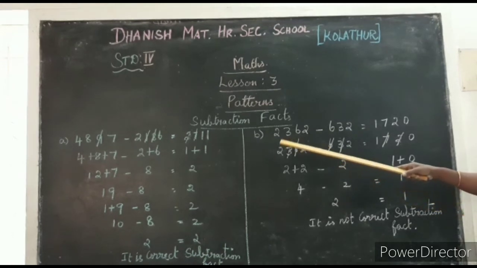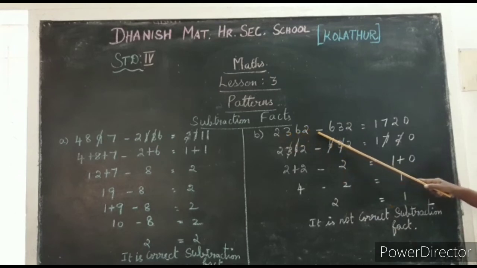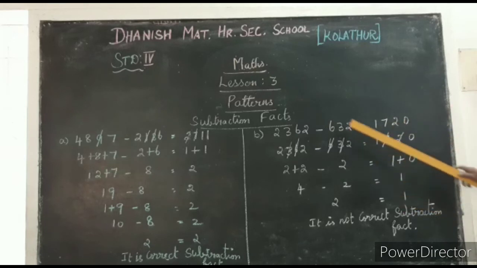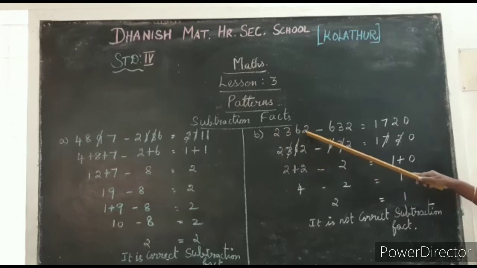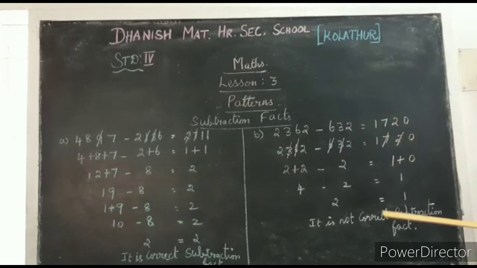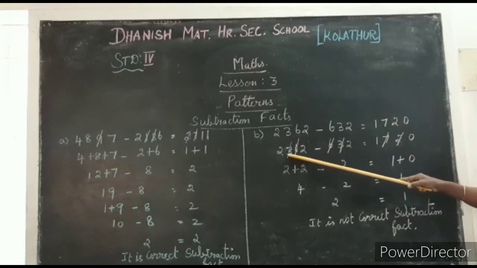Now look at the B sum. 2,362 - 632 = 1,720. So you should write the sum again. So 2,362 minus 632 is equal to 1,720. Now look at the first number. Any 9 is there to cast out? No, no 9 is there.